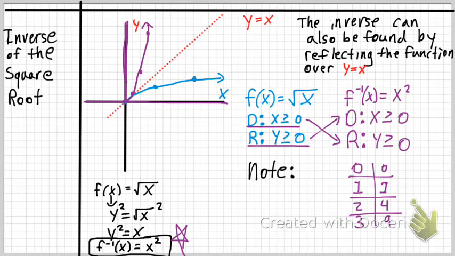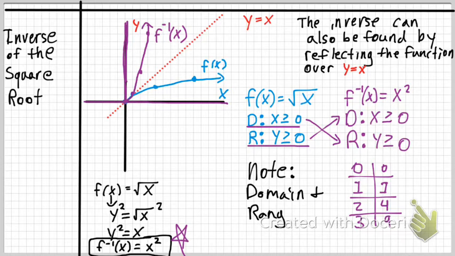So this is f of x, and this is f inverse of x. And what we note is that the domain and range restrictions swapped. All right, cool.